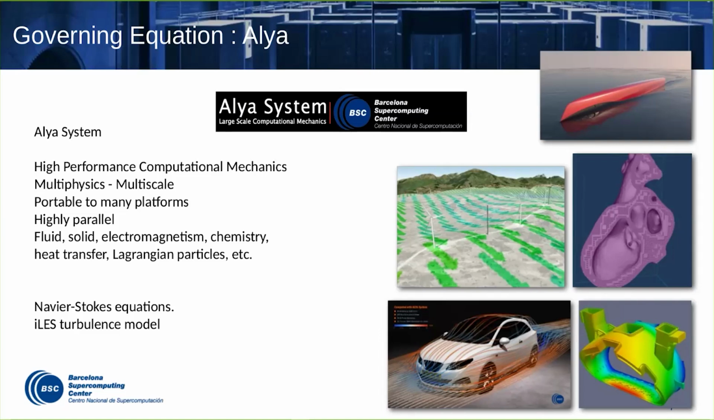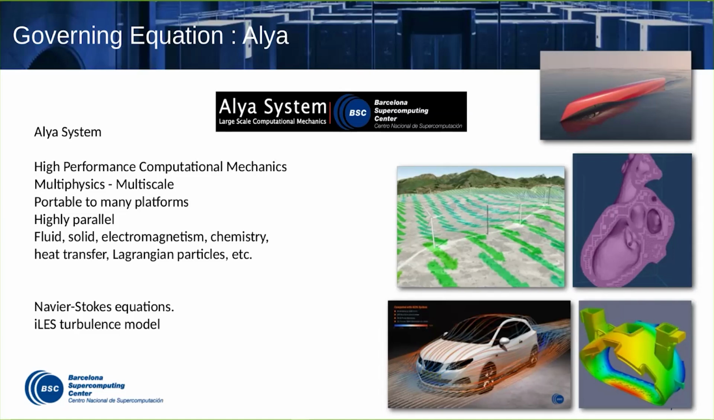So we use the in-house code that we developed at the Barcelona Supercomputing Center called ALIA. It's a high-performance computational mechanics code, multi-physics and multi-scale. It's portable to many platforms. It's highly parallel because it was designed from scratch to run on supercomputers. And it's composed of different modules like fluids, solids, electromagnetism, chemistry, heat transfer, Lagrangian particles, and so on.